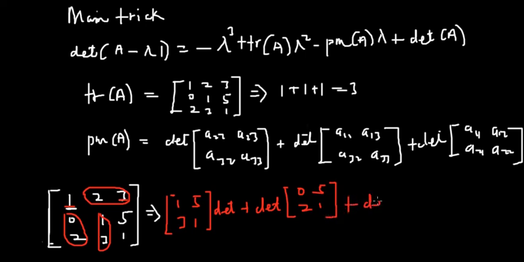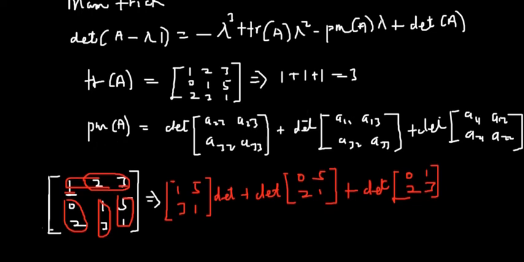Then we move on to the third one, which is 3. Anything below and beside 3 doesn't count, so we are left with 0 1 2 3. This is how we find out pm. That's something like a minor determinant. So let's proceed.